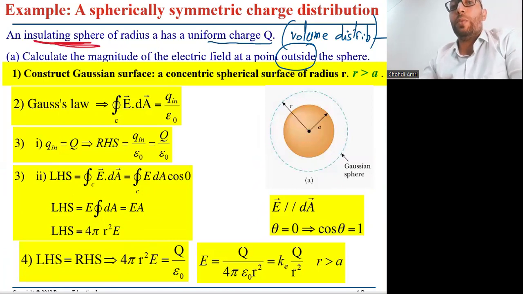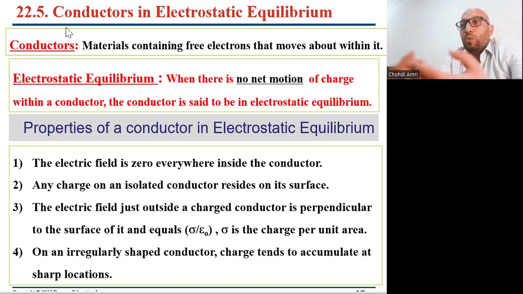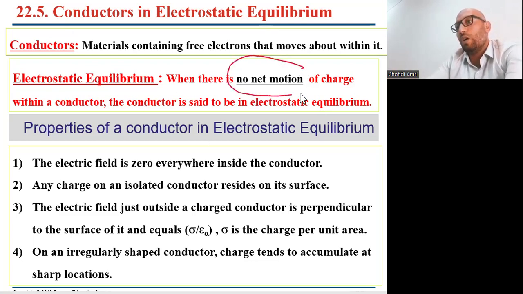Now we will talk about the properties of conductors. What is a conductor? A conductor is a material containing free electrons that move about within it. So the conductor has free electrons, and these electrons can move through the conductor freely. What does a conductor in electrostatic equilibrium mean? When there is no net motion of the charges within the conductor, it is said to be in electrostatic equilibrium.